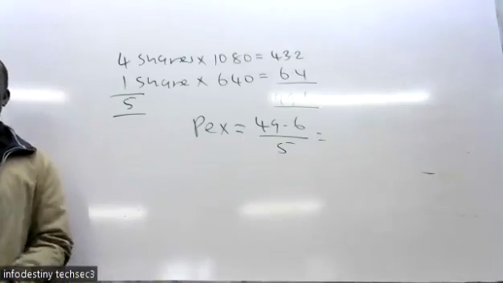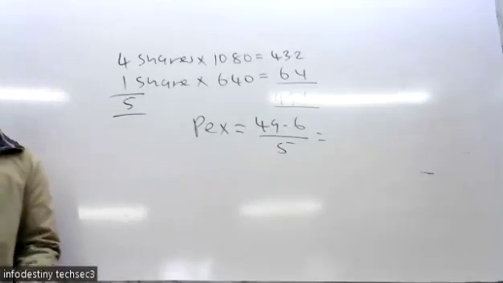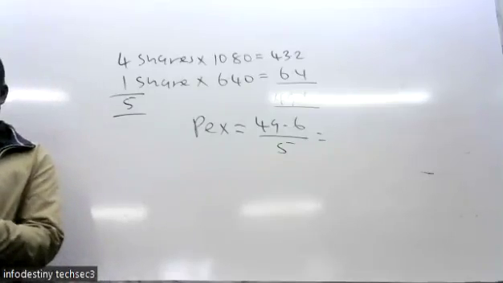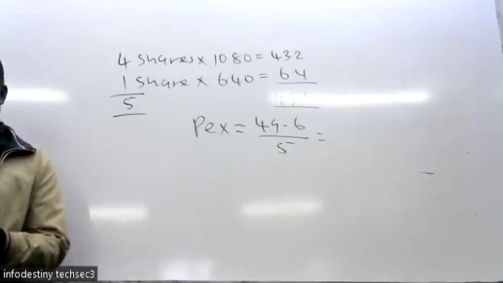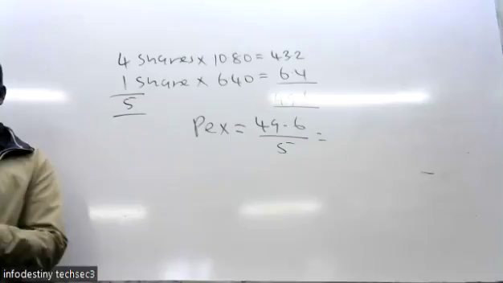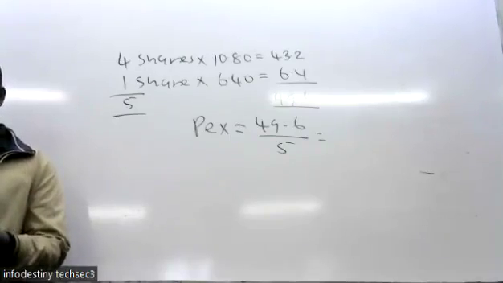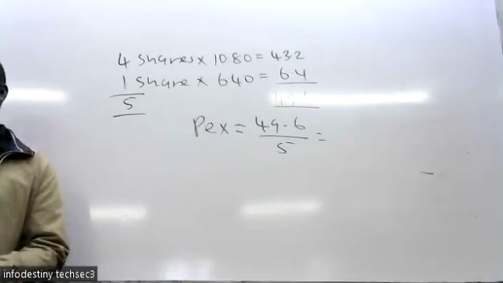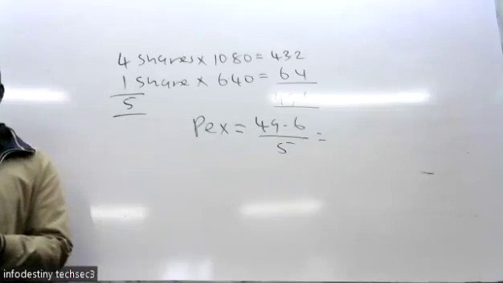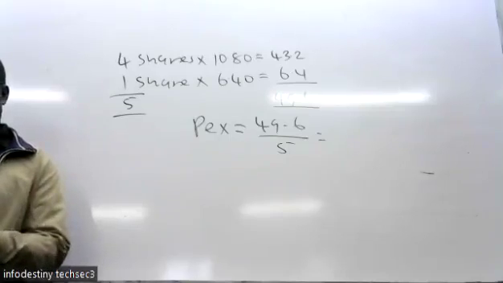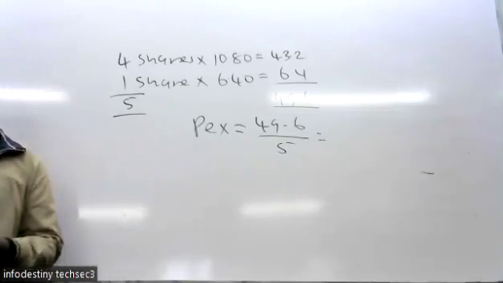Now we go to Roman letter 2. You are meant to calculate the price per share, that is, the value of the share after the rights issue. They are simply asking the value per share after the rights issue.